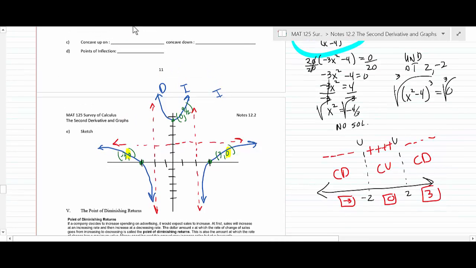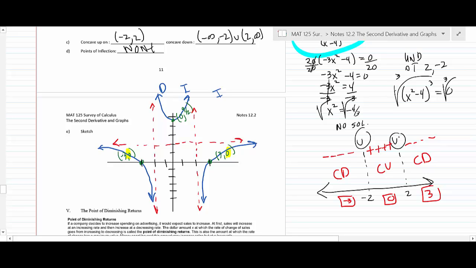So we would have concave up would be negative 2 to 2. And then concave down would be negative infinity to negative 2, and then 2 to infinity, and we don't have a point of inflection. Okay, even though the concavity changed, the thing is you're undefined where it changed, so you don't have one.